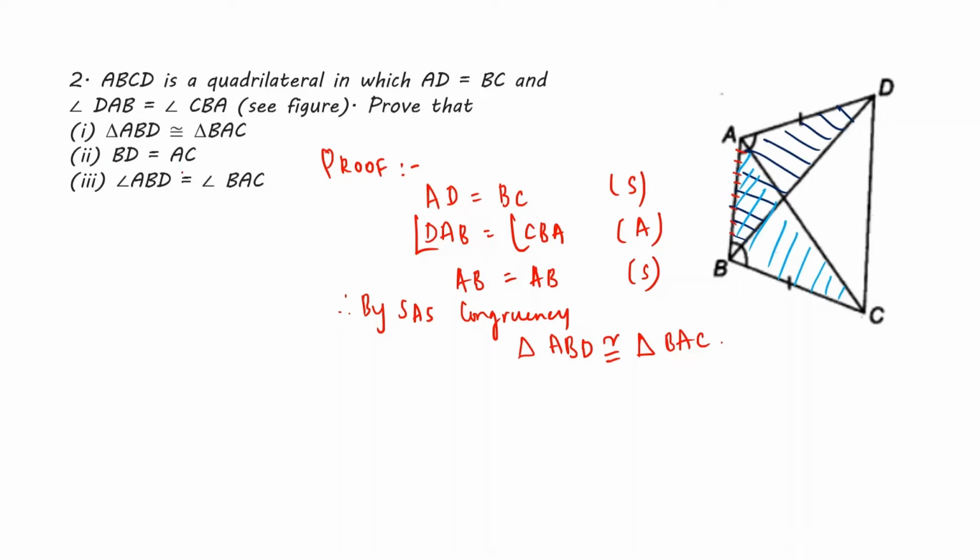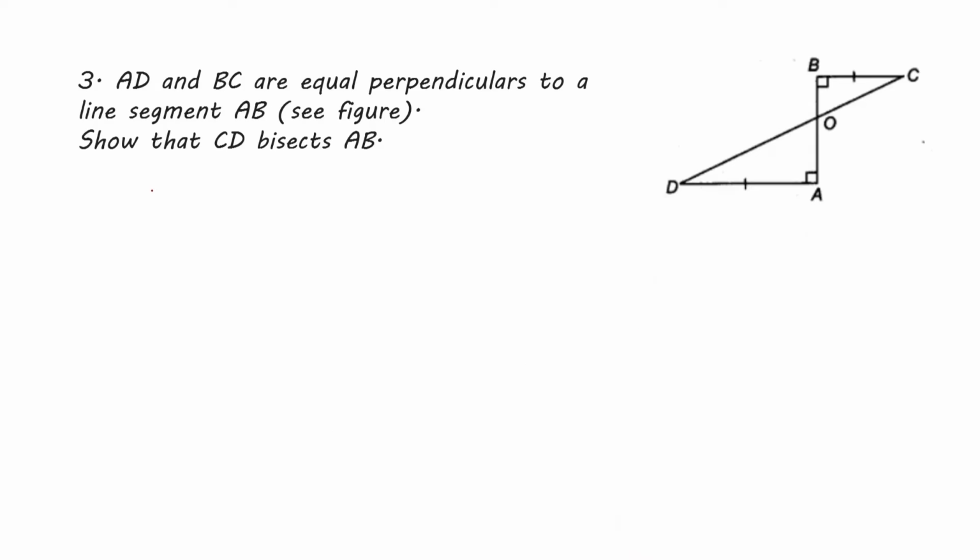Now, let's look at the second one, BD equals AC, and the third one, angle ABD equals angle BAC. Since we have already proved that triangle ABD is congruent to triangle BAC, by corresponding parts of congruent triangles, we could say that side BD is equal to side AC. Also, angle ABD is equal to angle BAC. Hence proved. Now let's look at question number 3.